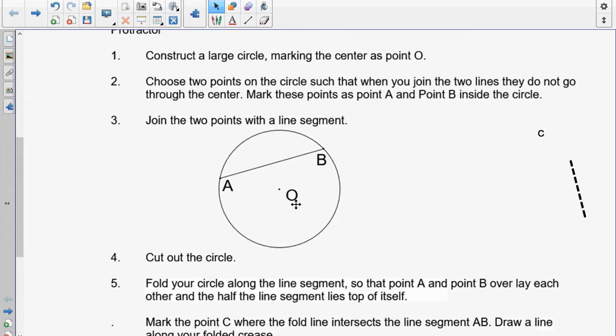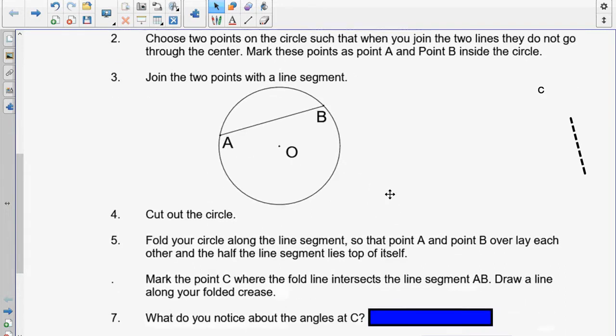So there's my center, there's my O, there's my large circle. It says choose 2 points on the circle so that when you join the 2 points with a line, it does not go through the center. You could have put points anywhere you want, but the line cannot go through the center. Mark these points as point A and point B, and then join them with a line. So that's describing what you have to do in this part of the exercise.